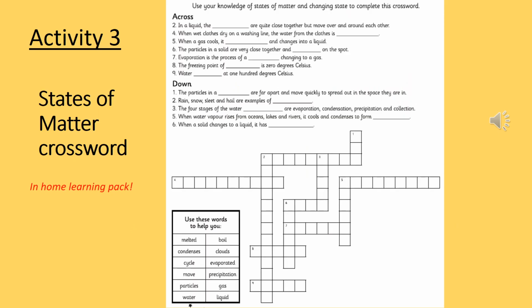Your final task today can be found in your home learning pack, or you can have a go at drawing it out yourself in your book. There is a states of matter crossword, and the missing words from the sentences are in the box below, and then you can fill them into the crossword. There's also an optional extend task on the next slide.